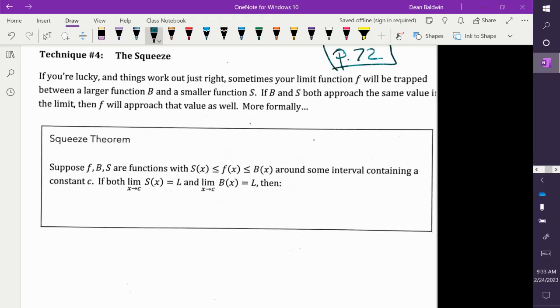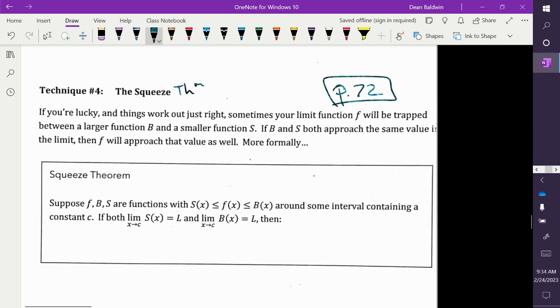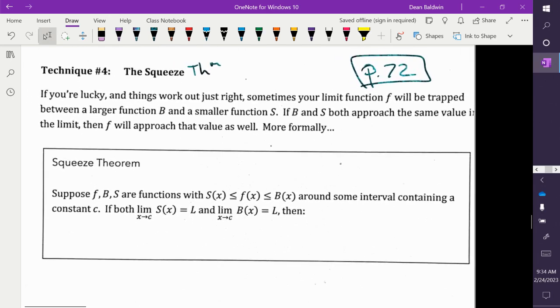Okay, so in here it's called the squeeze. It's sometimes called the squeeze theorem. That's my shorthand for theorem, th to the power of m, because I'm too lazy to write all the other letters. It's also called the sandwich theorem or the two cops theorem.